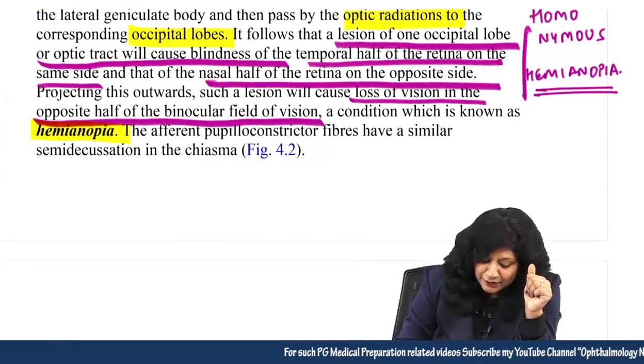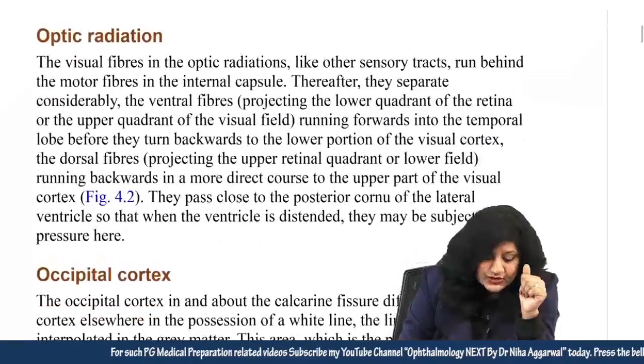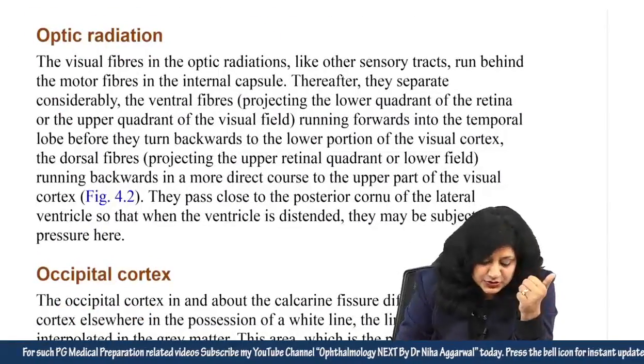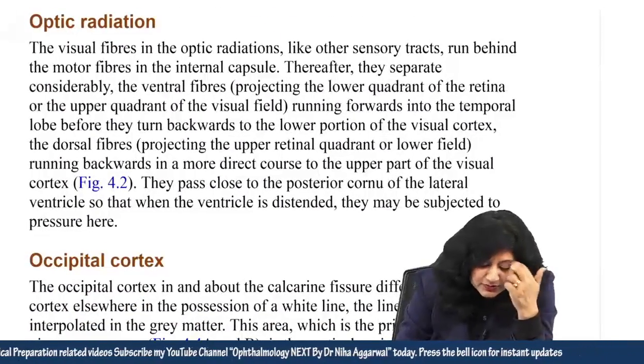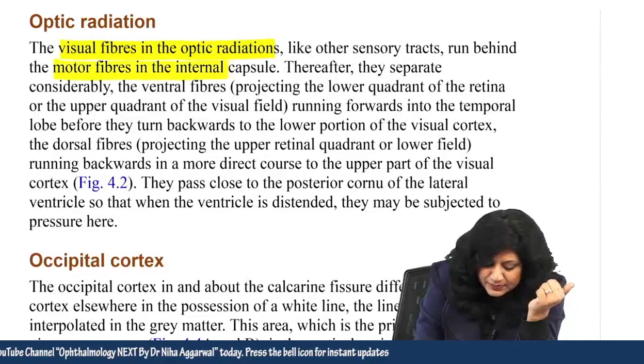The afferent pupilloconstrictor fibers have a similar semidecussation. Then we are talking about the optic radiations. The visual fibers in the optic radiations run behind the motor fibers in the internal capsule.